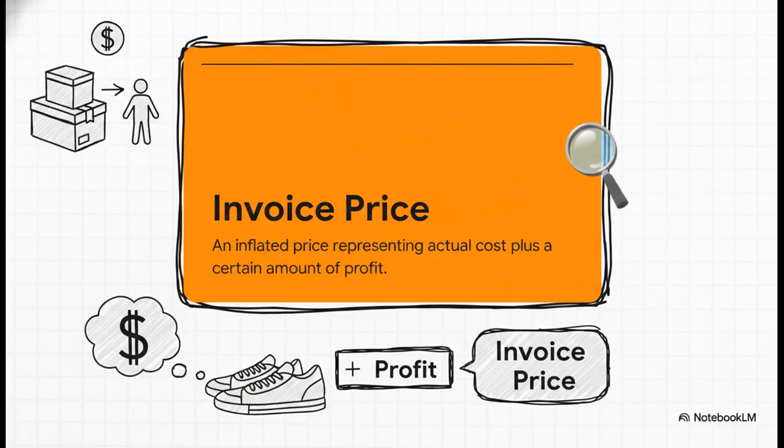To solve this exact middleman dilemma, accounting gives us a brilliant strategy. Instead of revealing your true $20 cost, you send the goods to your friend at what's called an invoice price. Basically, this is an inflated price that represents your actual cost price plus a certain amount of profit. So you might send those sneakers to your friend and say, hey, these are valued at $50. That $50 is the invoice price. It has your profit already baked right into it before your friend even makes a single sale.